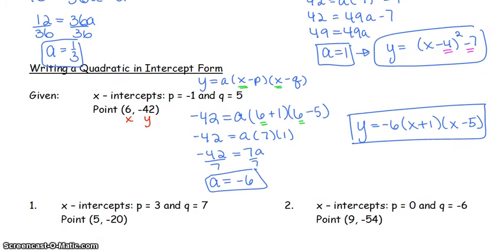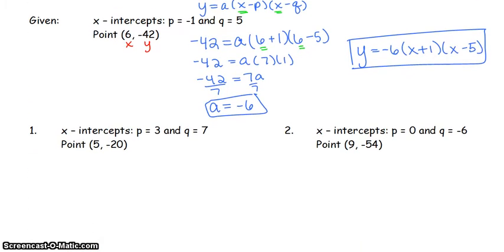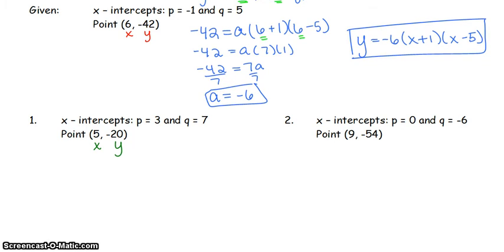Okay, let's do another one of those. So we're given the x-intercepts: p is 3 and q is 7, and we've got our point. And as always, our point is our x and our y. So as we go to fill in our general form, let's scroll down. Let's go ahead and write that again. Y equals a times x minus p, where p is an intercept, and x minus q, where q is your other x-intercept. We know the y coordinate from our point, which is -20.